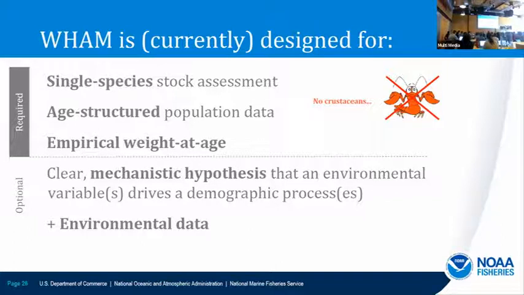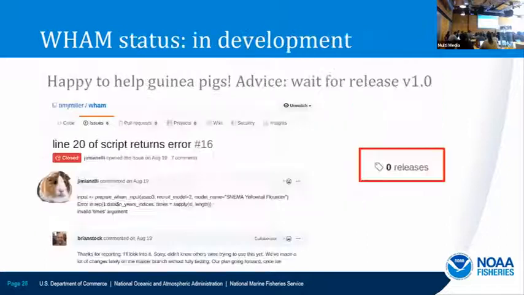So that's the current status. It's designed for single species assessment with age structured data. It only has empirical weight at age. There's no option for fitting growth. And then optionally, if you have a clear mechanistic hypothesis that an environmental variable is linked to a demographic process and you have observations on that environmental covariate, then you can include that. It's currently in development. We're happy to work with people, and that helps us test the code in different situations.